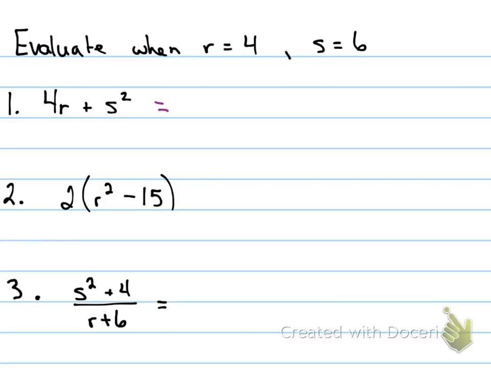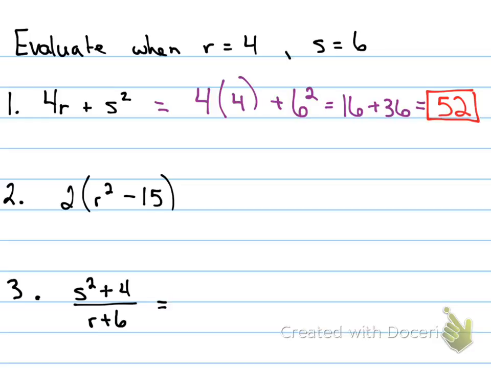Okay, so here's your first 3 problems. I want you to evaluate these expressions when r equals 4 and s equals 6. You have 3 problems like this on your test tomorrow. On number 1, when we substitute 4 times 4 plus 6 squared and we add them, we get 52.